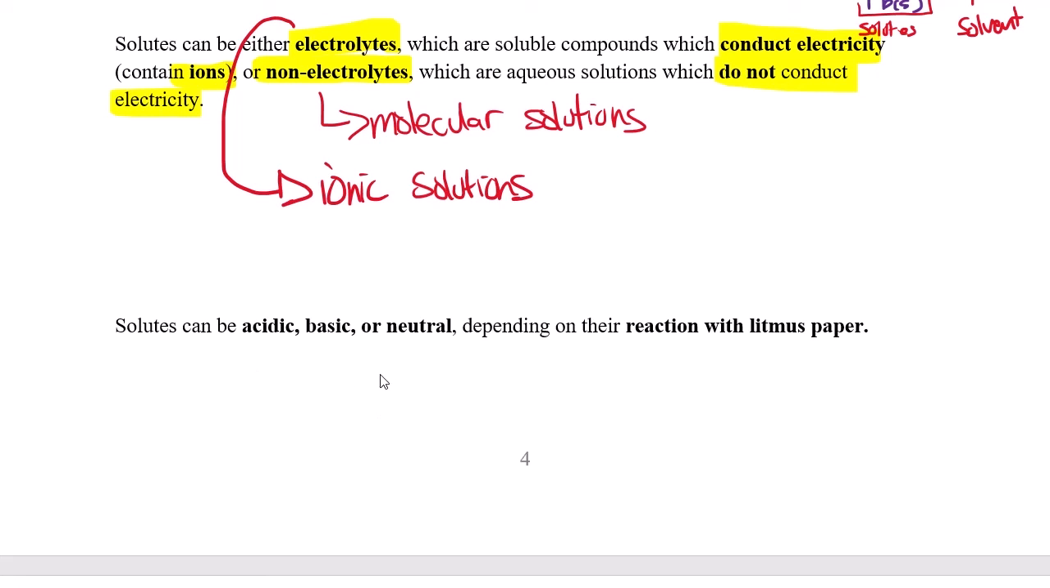We can also test the acidity of a solution. Solutions can be acidic, they can be basic, they can be neutral, based on their chemical properties, and we can test that with a reaction with litmus paper or with other indicators. And we'll talk a bit more about that a little bit later on as well.